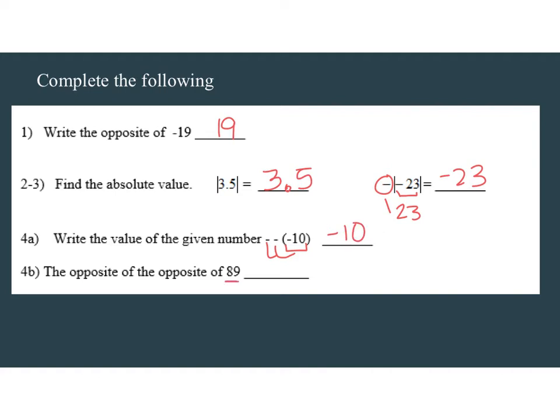And then finally, the last one says the opposite of the opposite of 89. So start at 89 and work backwards. 89, what's the opposite of that? It's going to be negative 89, and then the opposite of that is 89.